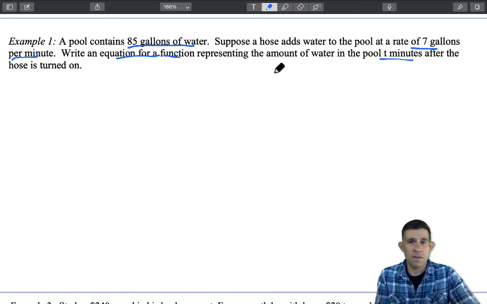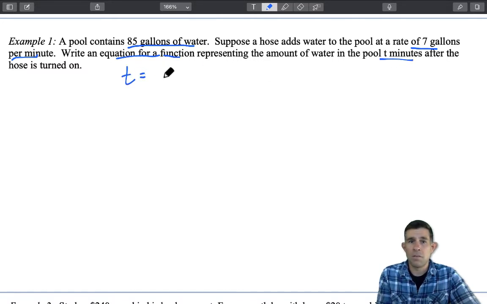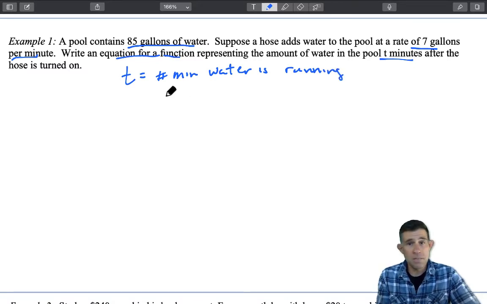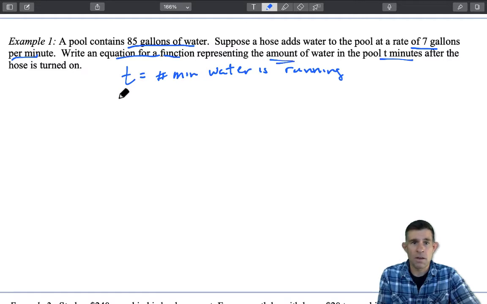So let's start off by identifying our variables. First of all, we have t, and that represents the number of minutes our water is running. Now this is going to be our independent variable. Our dependent variable is the amount of water, and we're going to call that our variable a. And that's going to represent the amount of water that's in the pool. So we'll say H2O in the pool.